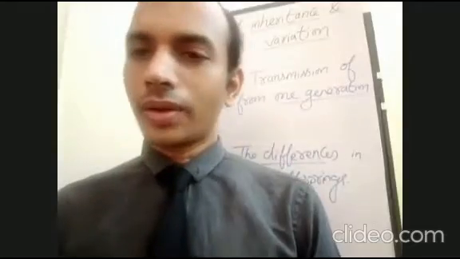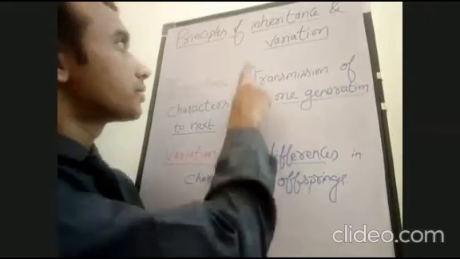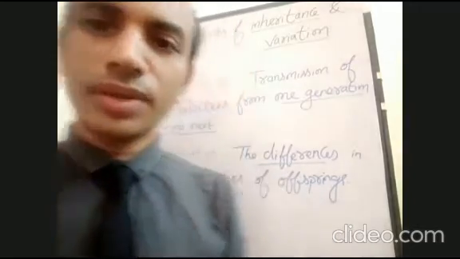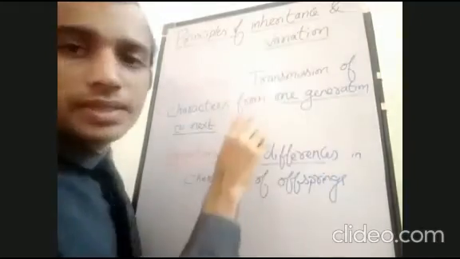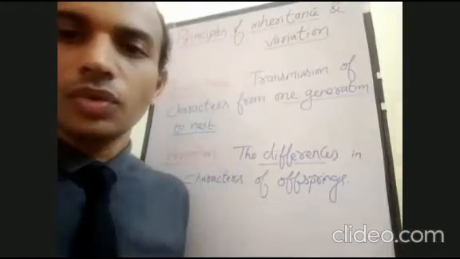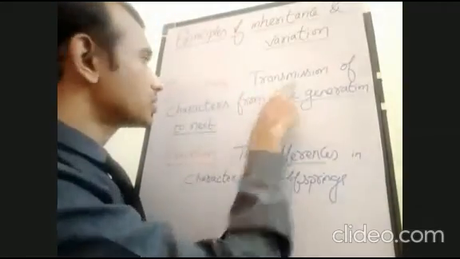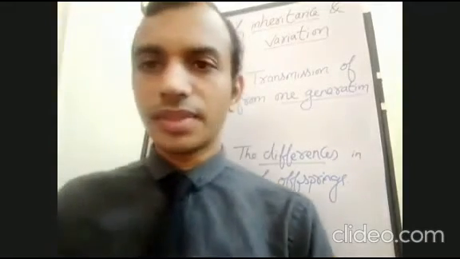Today I'm going to talk about an important chapter, which is Principles of Inheritance and Variation. Before I proceed with further details of the chapter, you need to understand these two terms, inheritance and variation. What do you mean by this? Inheritance means transmission of characters from one generation to next, that is from parents to offsprings.